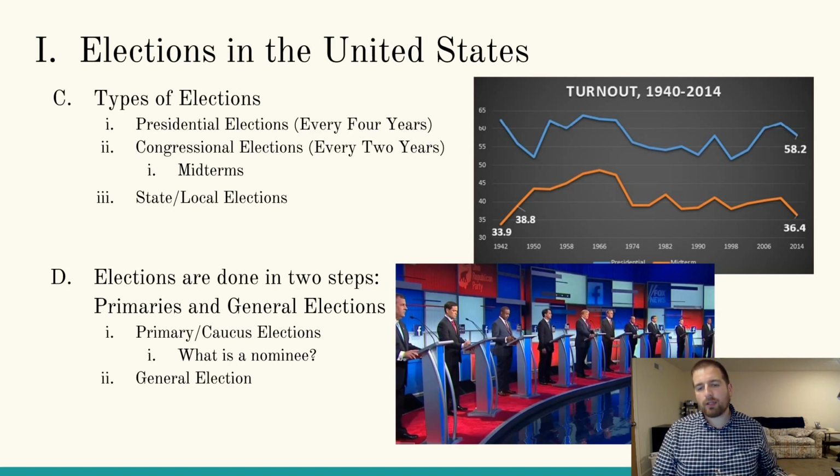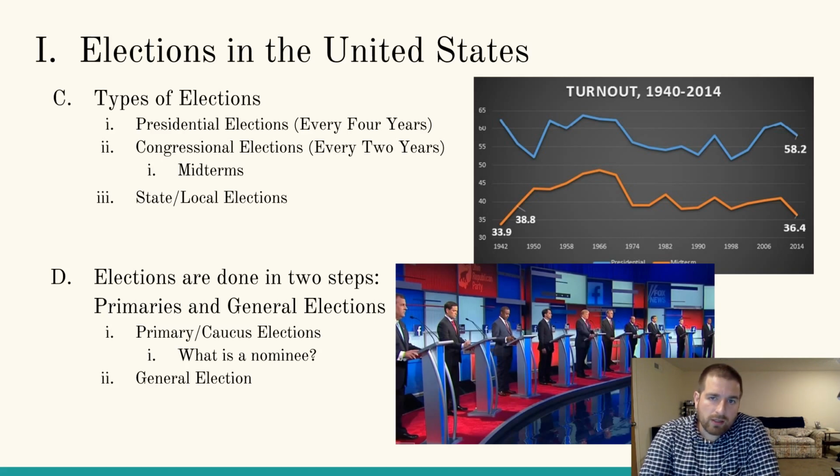This is how the Republican Party and Democratic Party decide who they're going to have run for president or for U.S. Senator in the state of Ohio or as House Representative for a specific district. These primary and caucuses are used to figure out who should the nominee be. And a nominee is simply a political party's candidate for elected office.